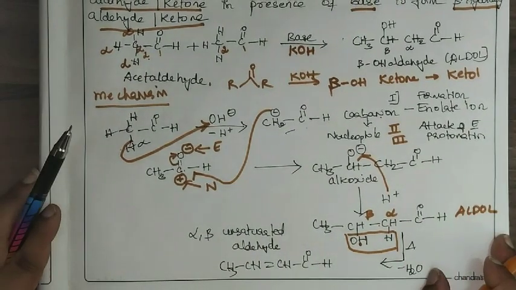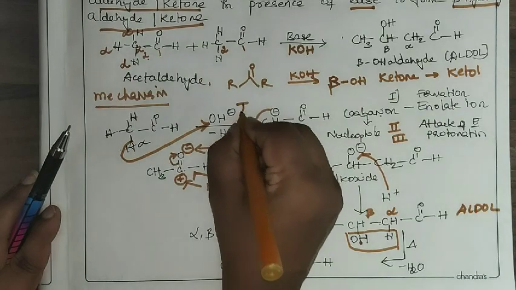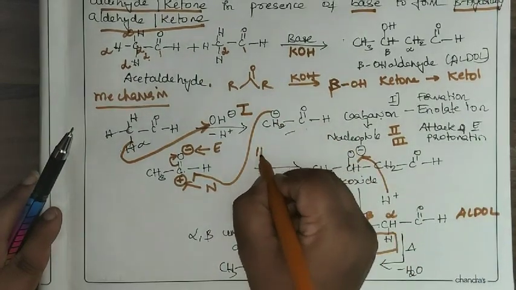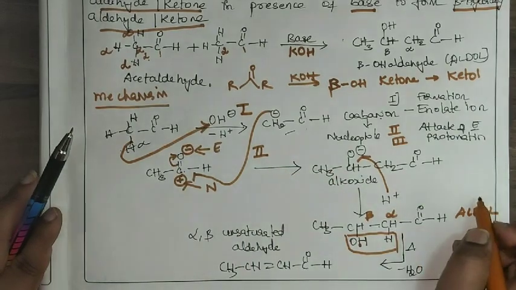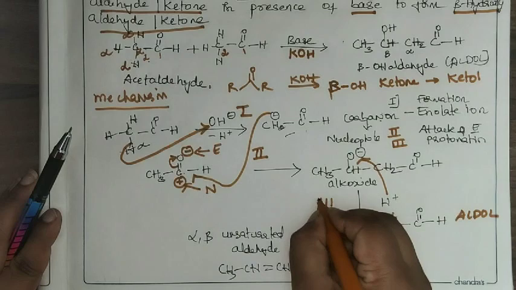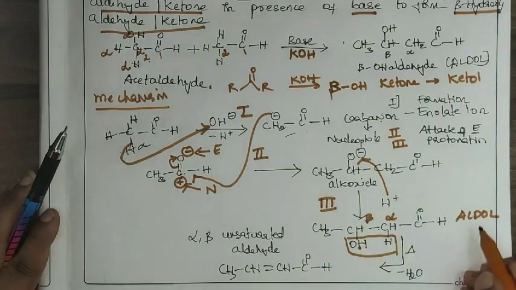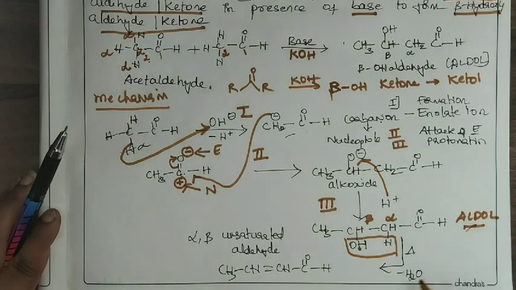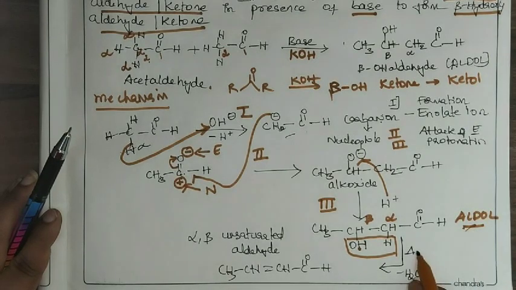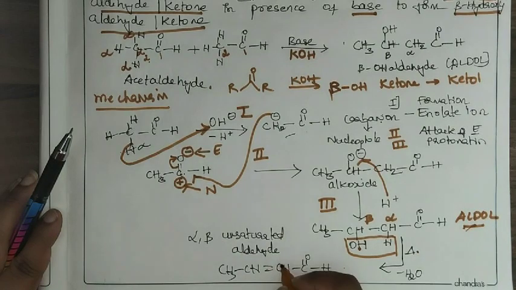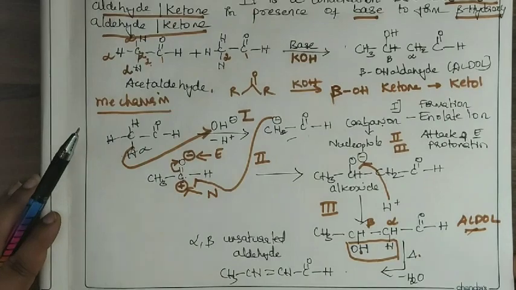So here it involves three steps. One is formation of enolate ion, and the second is attack of enolate ion on the electron deficient carbon. The third step is protonation to give the product aldol, and once aldol is formed, at high temperature it undergoes dehydration to give alpha beta unsaturated aldehyde. So this is aldol condensation.